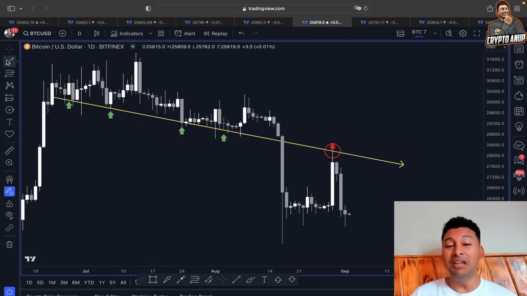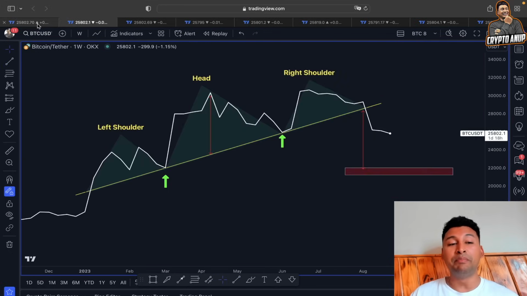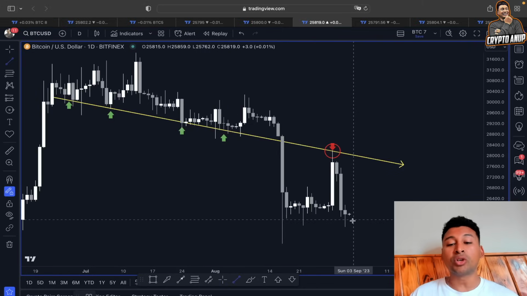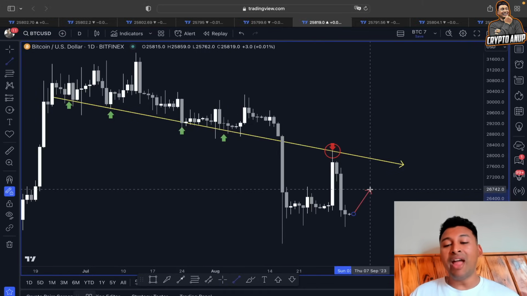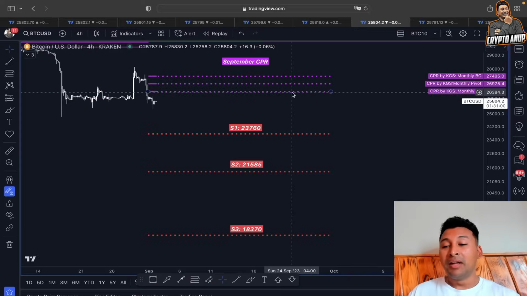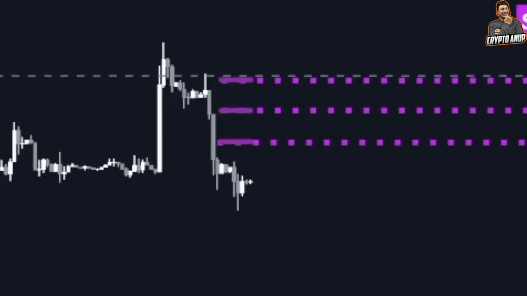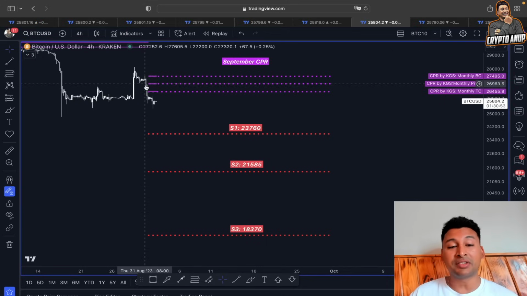Now this could be looked at as a continuation pattern, but here is one of the trickiest parts. Even though the bigger picture is pointing to the upcoming trend for Bitcoin being bearish, in the medium short term there might be a rally like this. Price getting attracted towards this CPR line, either the 26,300 to 27,400 range.